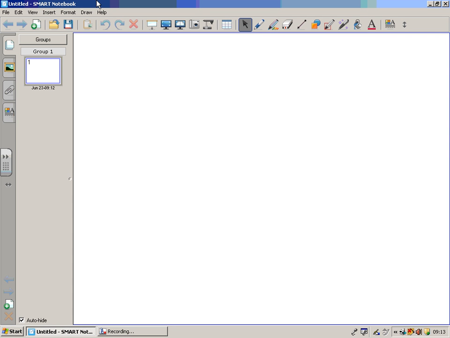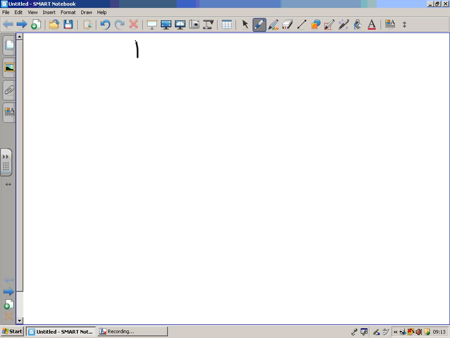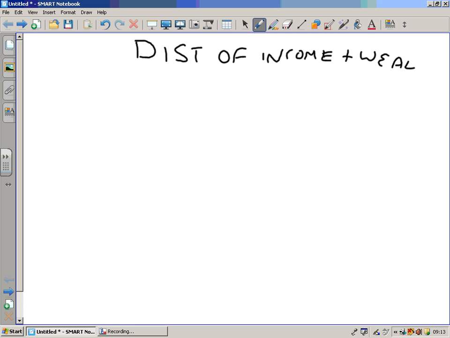So this is a presentation for topic 9 from Econ 3. Title is the distribution of income and wealth. What I want to get across first of all is the difference between income and wealth. Income is obviously money earned, so it's getting paid a wage, it's getting paid a pension, something like that. Wealth is your store of assets.